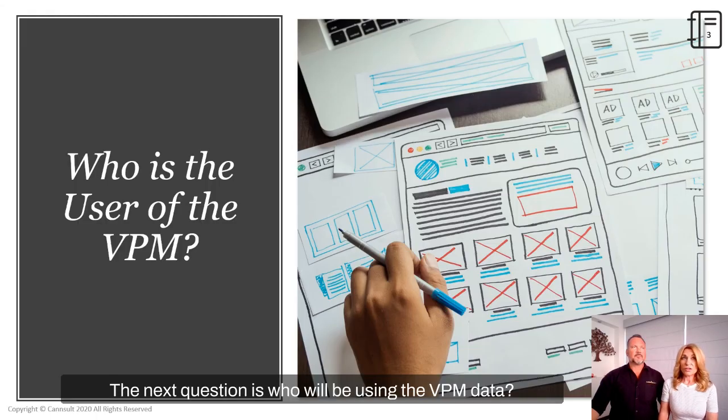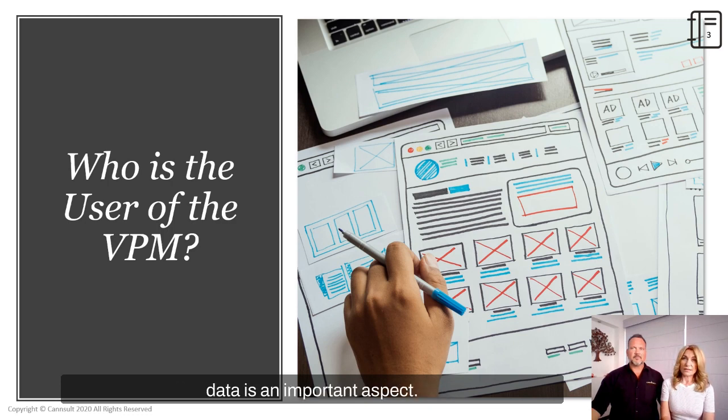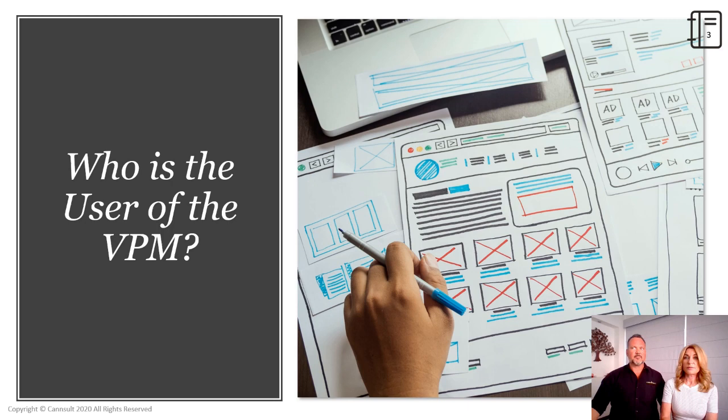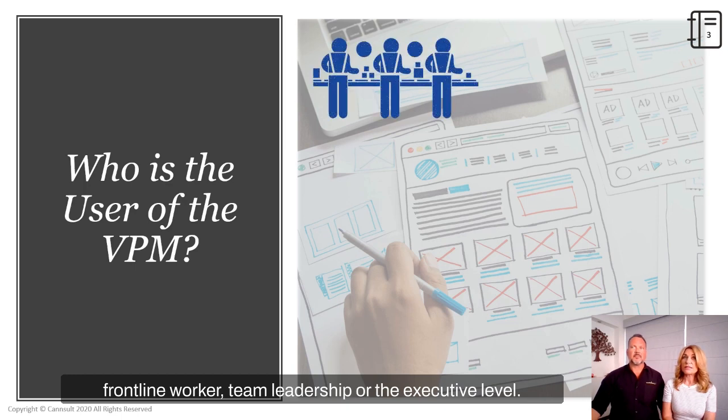The next question is, who will be using the VPM data? Is it the cross-functional managers or leadership? Is it the operators, the shift leaders? Understanding who will be using the data is an important aspect. It's understanding the customer of our VPM so that we can deliver to their specific requirements. We might display and respond to the data differently depending on whether the user is the frontline worker, team leadership, or the executive level.